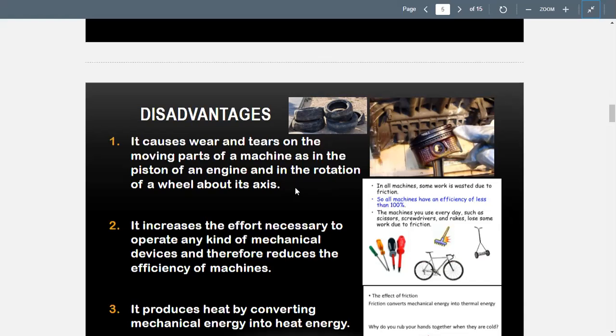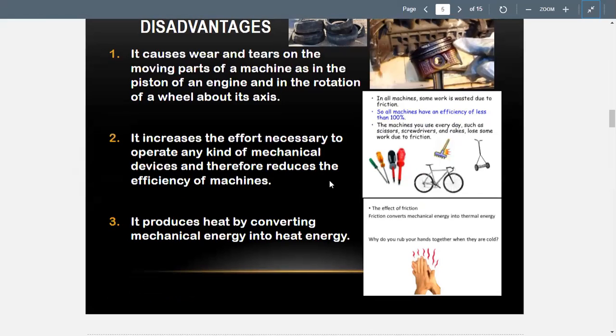Number 2, it increases the effort necessary to operate any kind of mechanical device and therefore reduces the efficiency of machines. If there is friction on the wheel, on the tire, then you'll have difficulty driving this bicycle. If this is a lawn mower and there's so much friction, you will spend your energy overcoming friction rather than trimming the lawn. So you have to see to it that this works well, and you minimize friction there. It produces heat by converting mechanical energy into heat. When things are in contact, you notice that they heat up. Friction is produced when things are rubbed together.